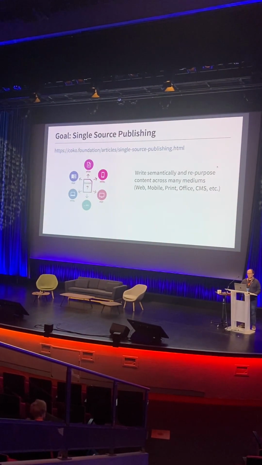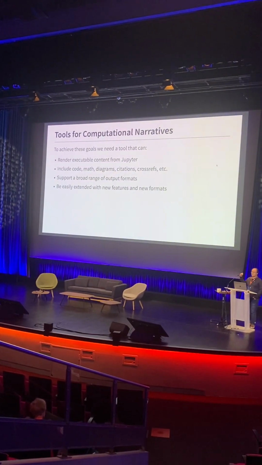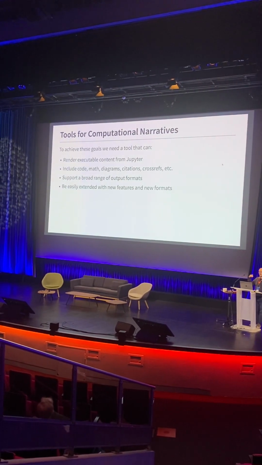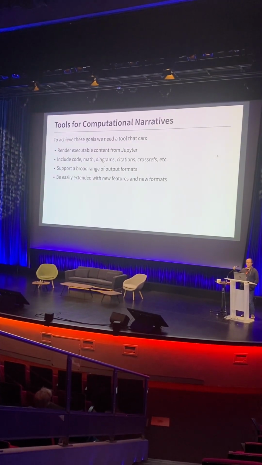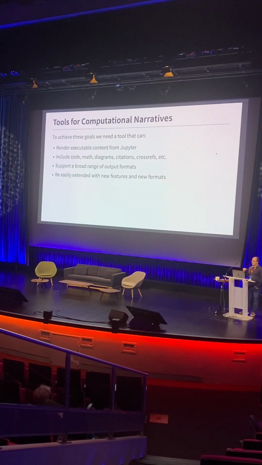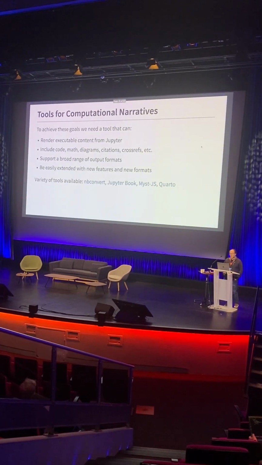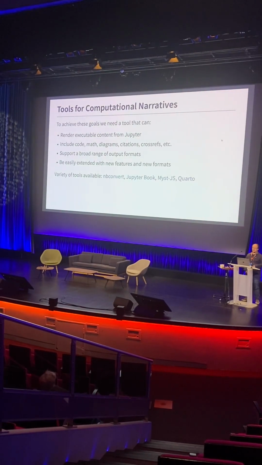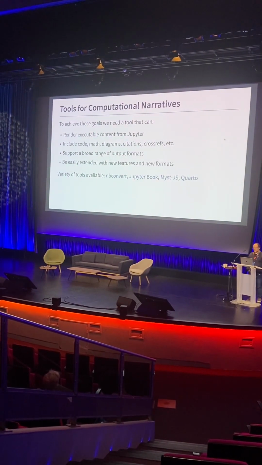So I've described the fundamental requirements for these tools for computational narratives: being able to interoperate with Jupyter, handling technical content, code, citations, cross-refs, lots of output formats, and extensible. Now, there have been tools like this for Jupyter for a long time. NB-Convert is the obvious one that's been around forever and does all these things. But in recent years, there's been some new systems developed: JupyterBook, Myst.js, and Quarto.